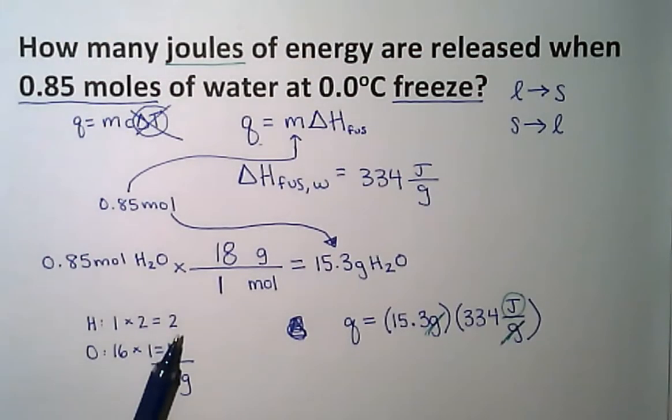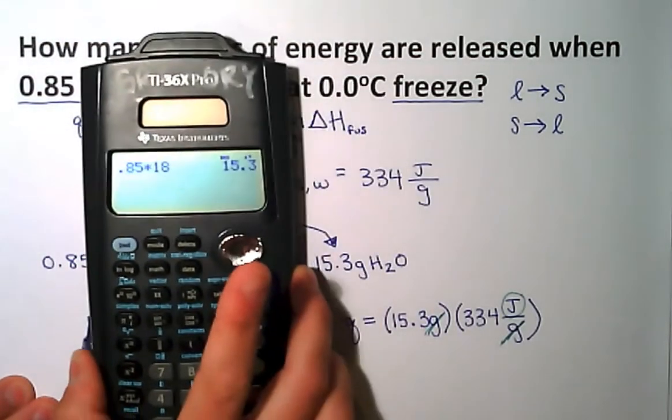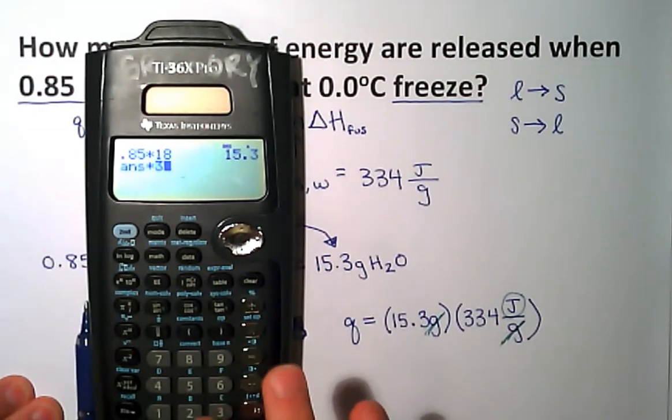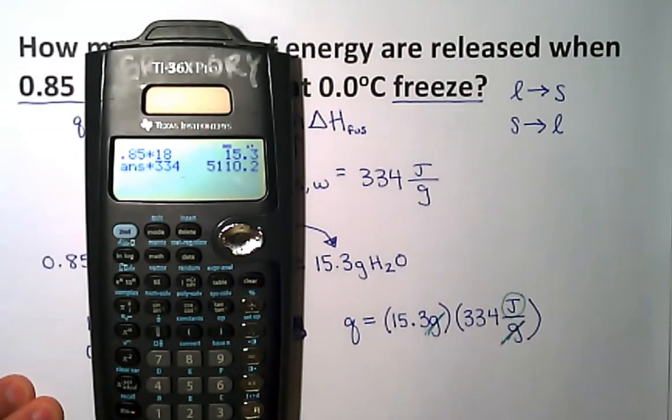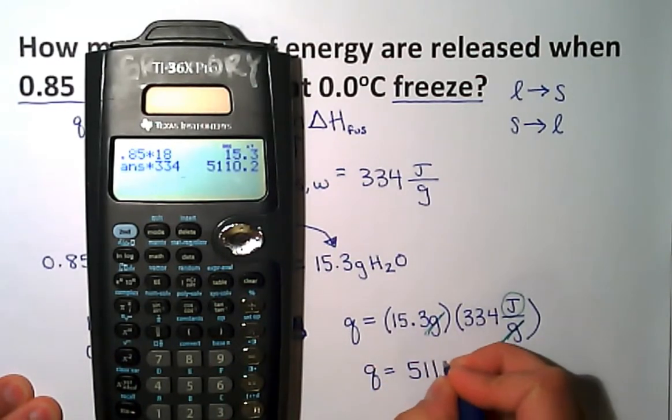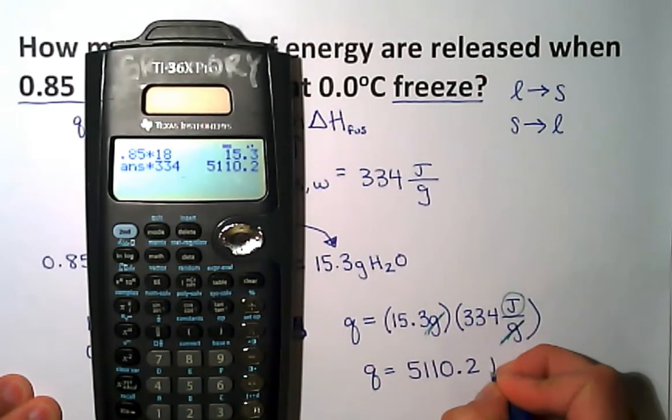All that's left is to type this into our calculator. I already have 15.3 there, and I'm going to multiply it by 334. So I get Q equals 5110.2 joules.